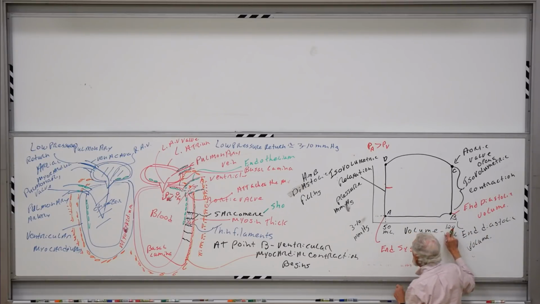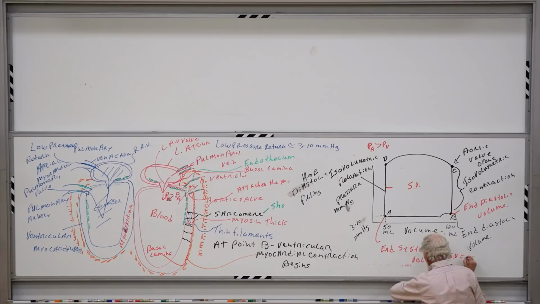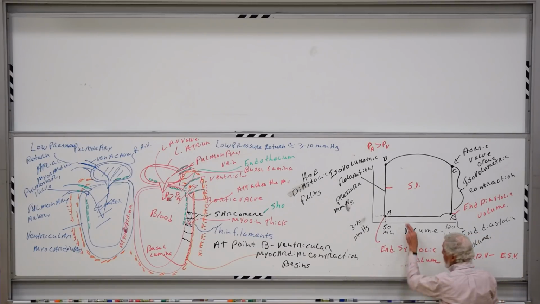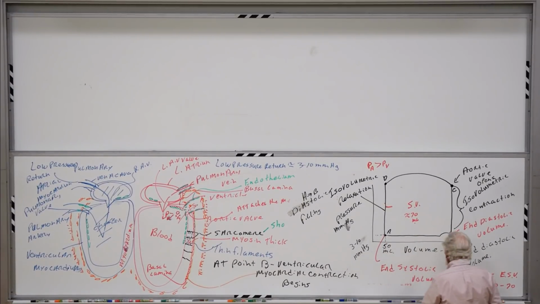This number, to give it a number, is typically 120. And in between is the stroke volume. The stroke volume is equal to the end diastolic volume minus the end systolic volume. And the stroke volume then, to put numbers to this, is 120 minus 50, which is equal to 70. So the stroke volume is typically about 70 mils. That's with each cycle of the heart.